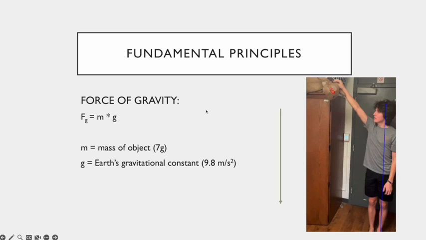Next fundamental principle is the force of gravity, which is equal to mass times the gravitational constant. And here on Earth, it's 9.8 meters per second squared. So you multiply that by the mass of your object, and in my case, it is 7 grams, and the force is pointing down, as you can see with the arrow.